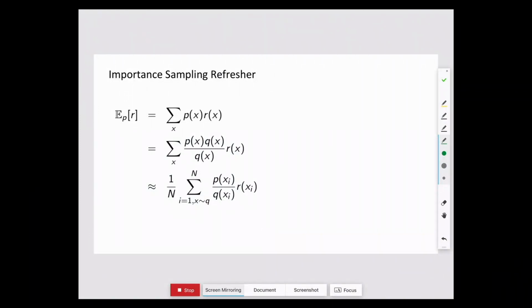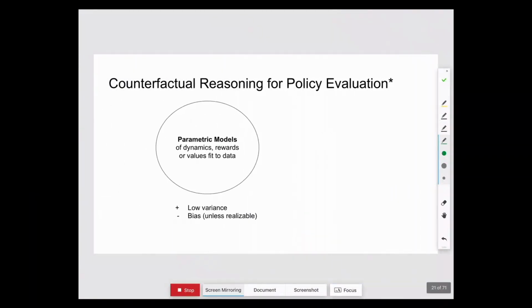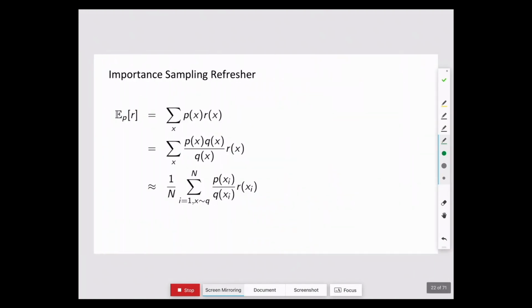So an alternative to, where are we going? We're saying, well, parametric models are low variance and potentially high bias. So you might think, well, maybe there's something that's unbiased that potentially has high variance. And that's importance sampling. So importance sampling is this beautiful trick of saying that if we want to figure out the expectation of a random variable with respect to a distribution P, so we'd like it with respect to P. This is what we want.